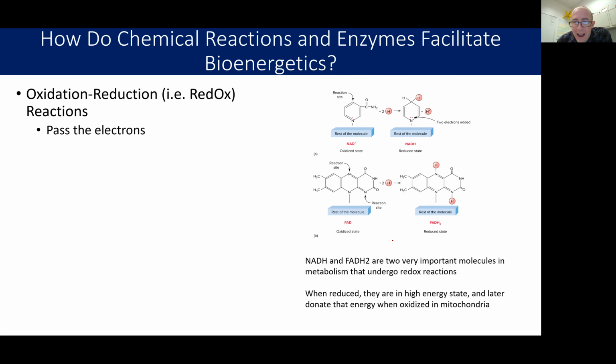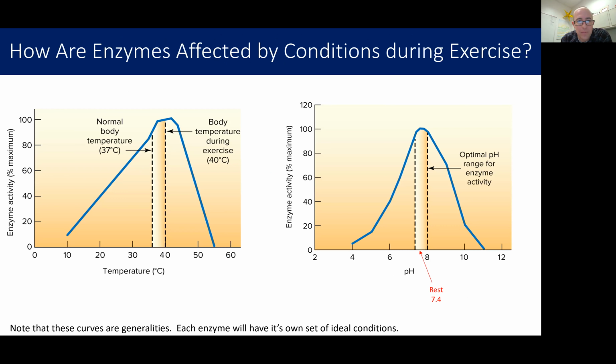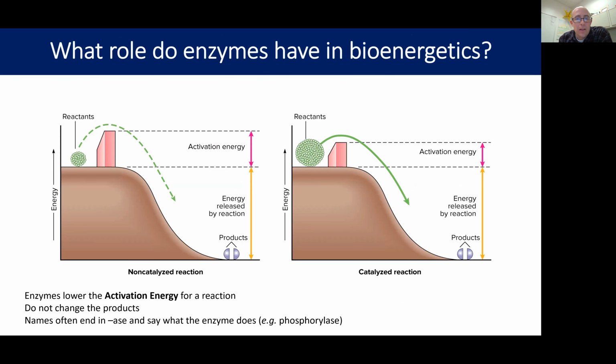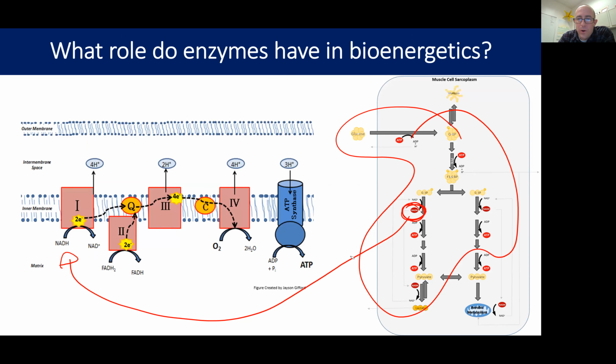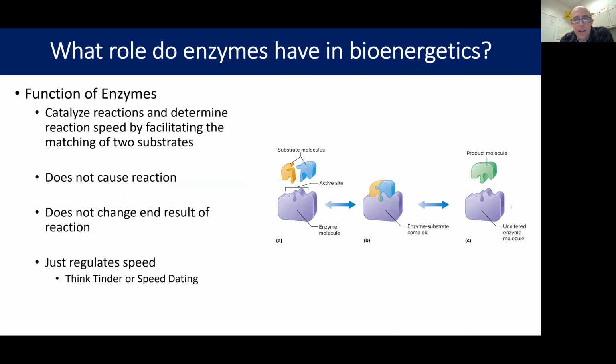But without enzymes getting the electron from one carrier to the next, or one molecule to the next, isn't going to happen very naturally. So we need these enzymes to make all these steps happen. So as I mentioned before, what enzymes do is they speed up how quickly things will interact.